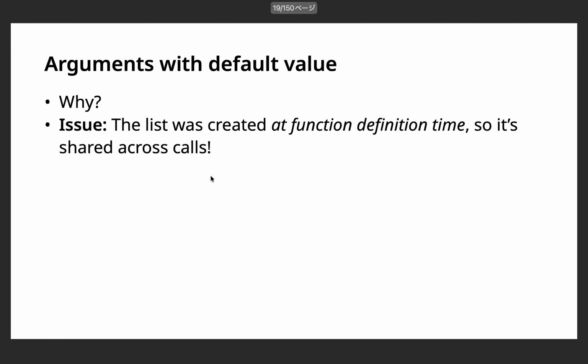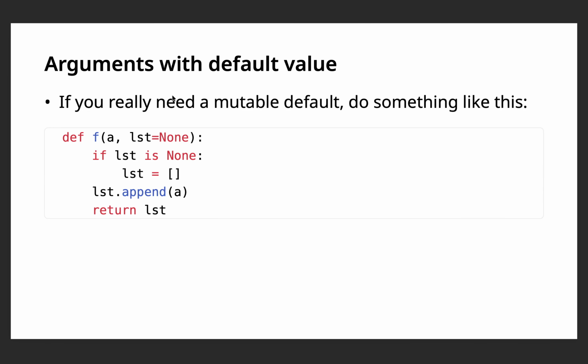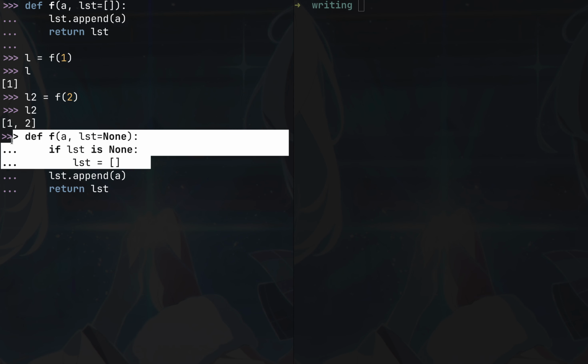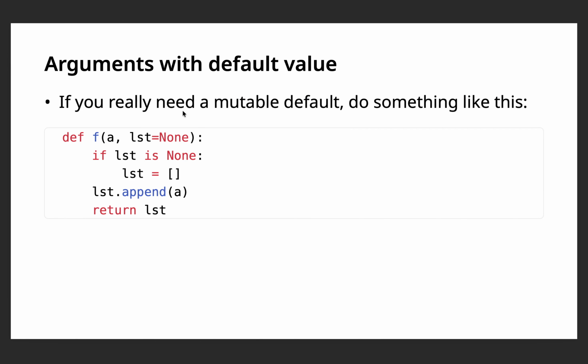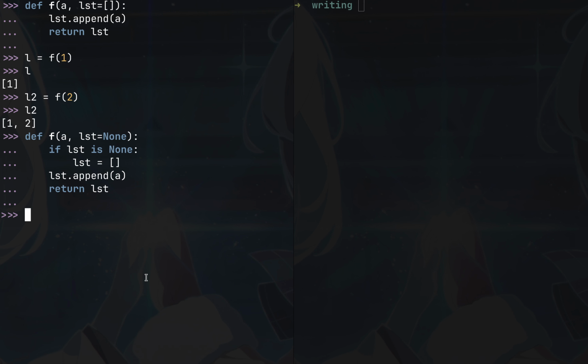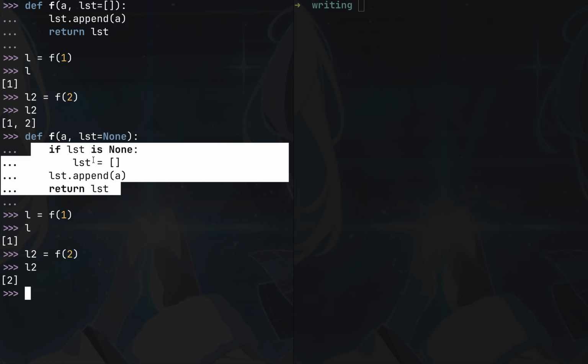Okay, so if you really want to, what you can do as a workaround is to set the initial value to None. So here, back in the function definition, we set this to None, and here inside we have a check. If the list is None, then just set it to the empty list. So this is another workaround for if you really want an empty list as a default. If you try it like this, let's run this. L is f of 1 and L2 is f of 2. So now you can see that it works.